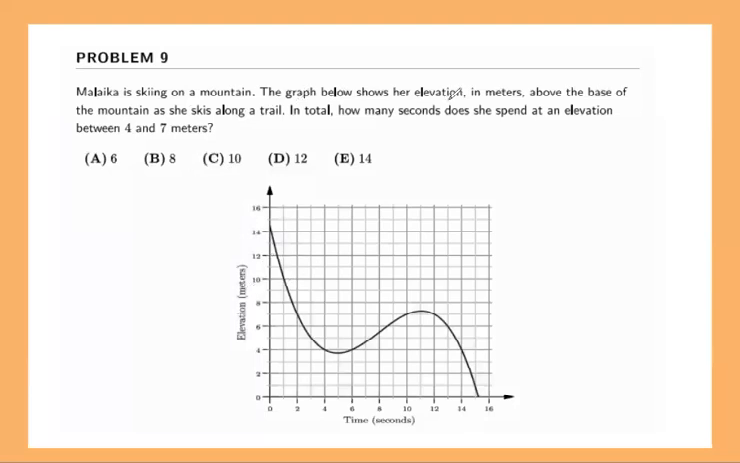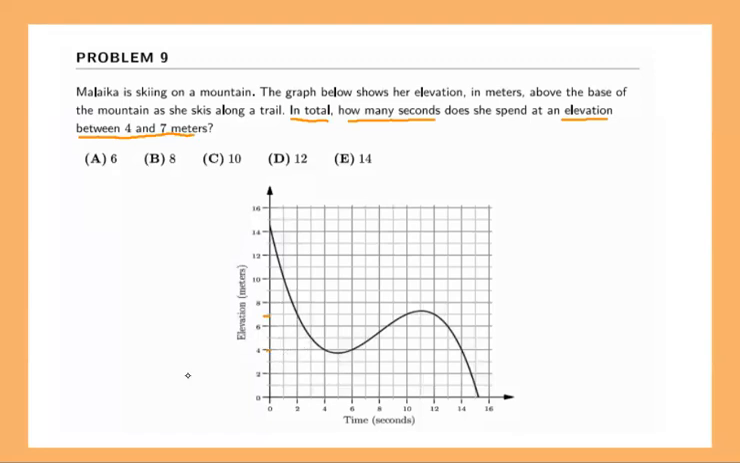So the graph below shows her elevation. She's skiing and above the base of the mountain as she skis along that trail. In total, how many seconds? Okay, so we are gonna find in total how many seconds she spent at an elevation between 4 and 7 meters. We are given some numbers on the y-axis, like this is 7, right? And then this is like 4.